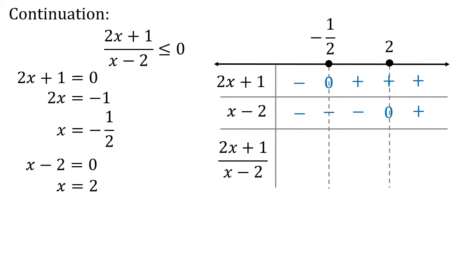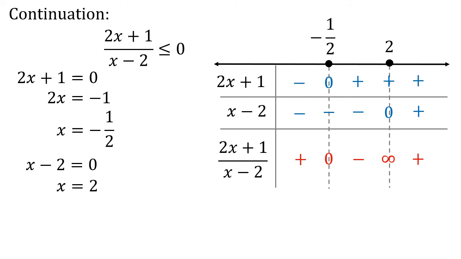And then the division, we're going to find the quotient of what we have obtained. So, negative divided by negative is positive. And then 0 divided by negative, that's 0. Positive divided by negative, negative. Positive divided by 0, that's undefined. Then positive divided by positive is positive.